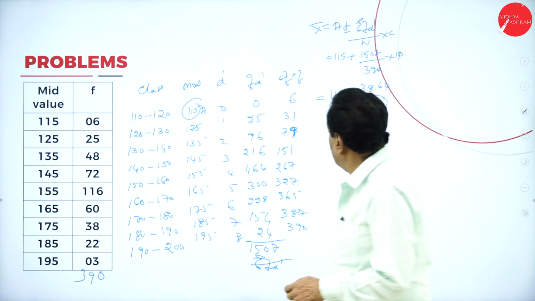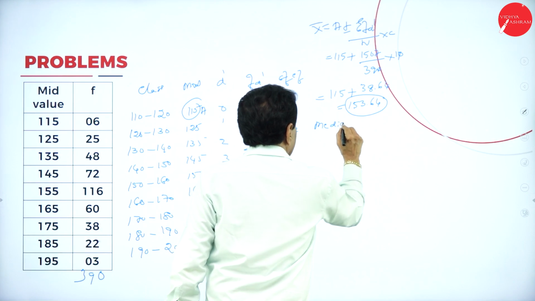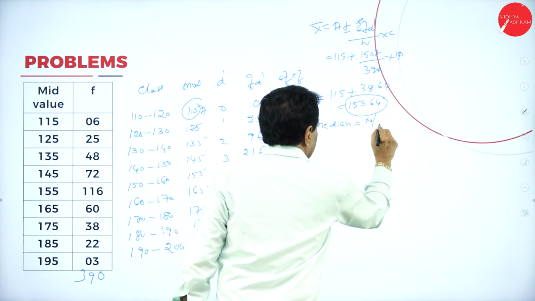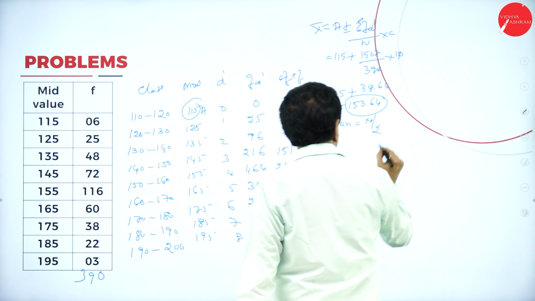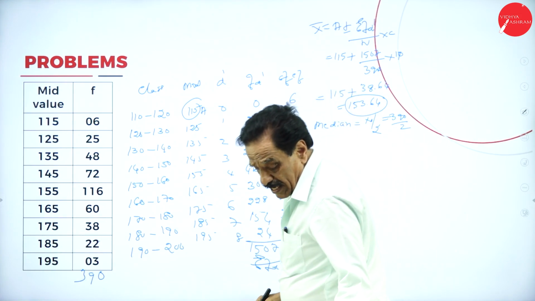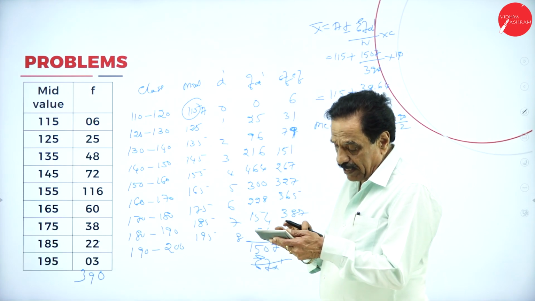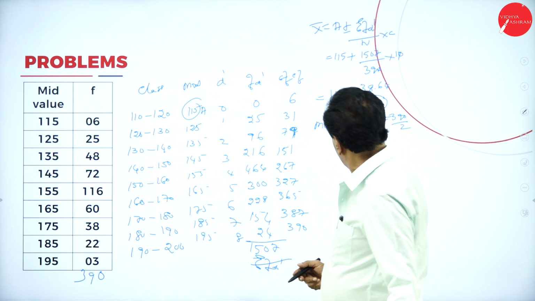Now we'll go to the median. Median is equal to n by 2. What's your n? 390 by 2. 390 divided by 2 is equal to 195.